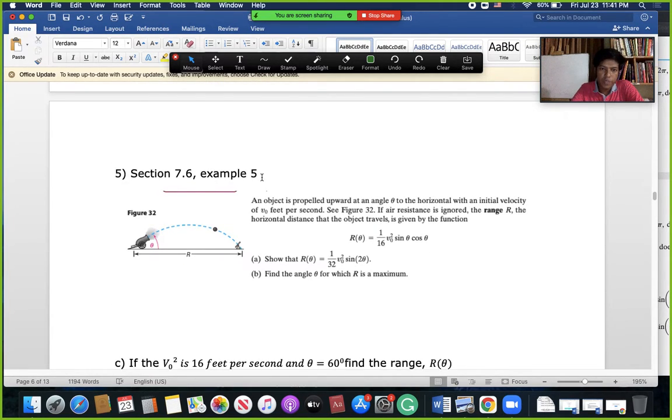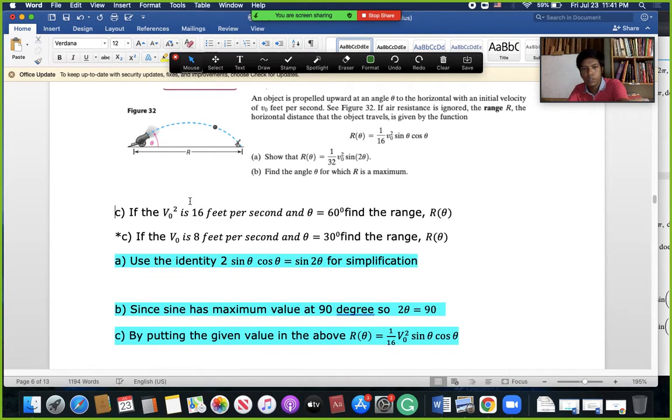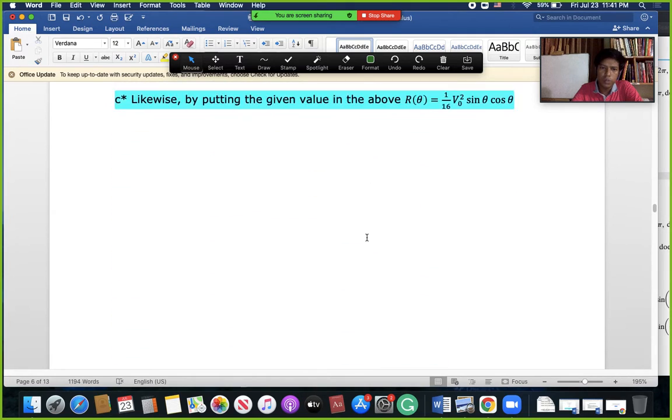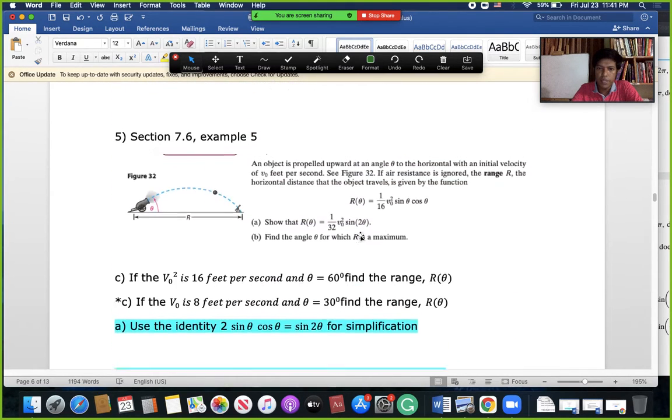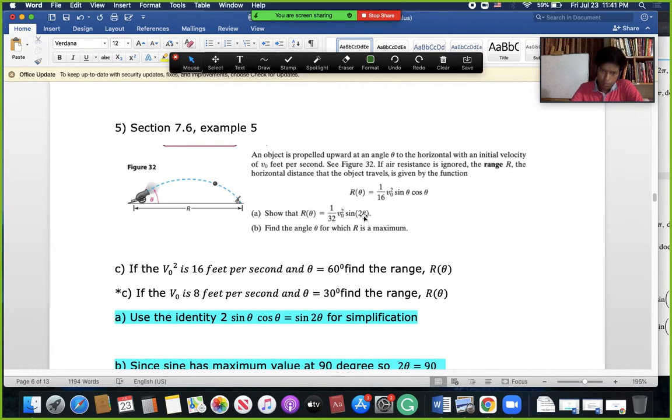This is from 7.6, example number 5. We have discussed this math. This is also one of the maths from projectile motion. So first of all, we have sine theta cos theta here. We understand that there is a formula like sine 2 theta equals to 2 sine theta cos theta.